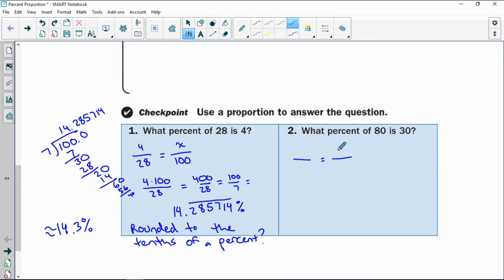Okay? What percent, I don't know the percent, of 80 is 30? So I'm going to just simplify this first and say I'm dealing with 3/8. What percent of 8 is 3? So I do 3 times 100 divided by 8. So 300 divided by 8 will give me my percent.